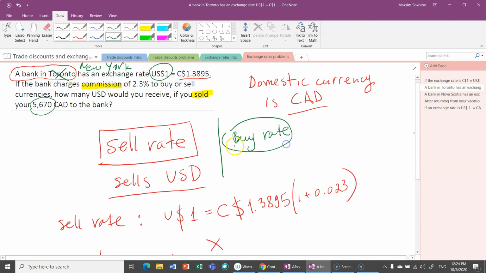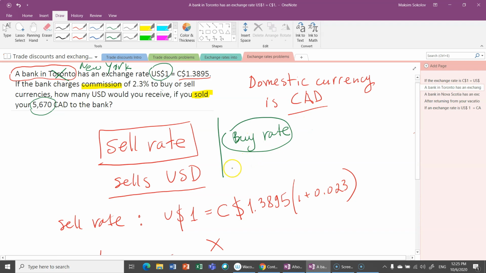Buy rate. Again, we analyze this from the position of the bank. And from the position of the bank in New York, they would be buying your Canadian dollar because the Canadian dollar is the foreign currency. Remember, the bank can only buy or sell foreign currency. That's why you need to know which is the domestic currency. So in New York, the bank would be buying Canadian dollars, and it would be a buy rate.